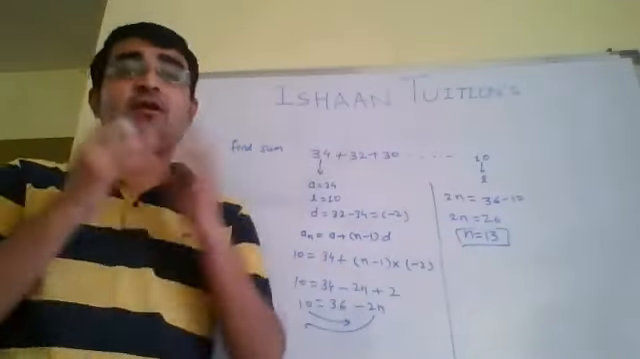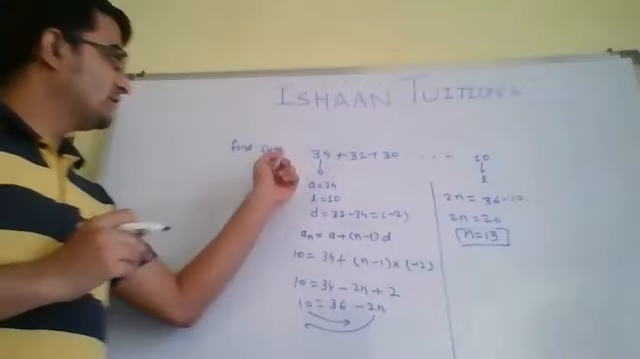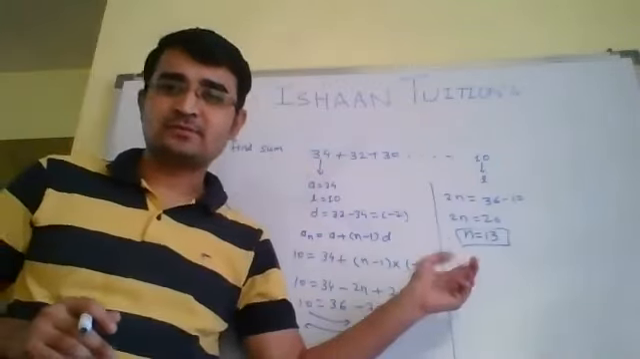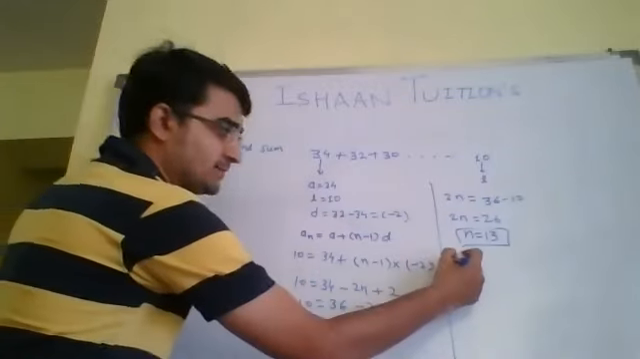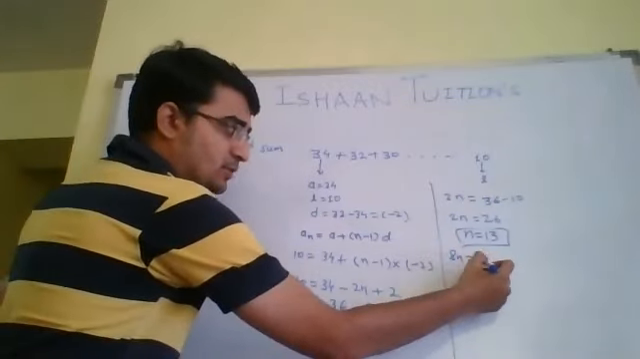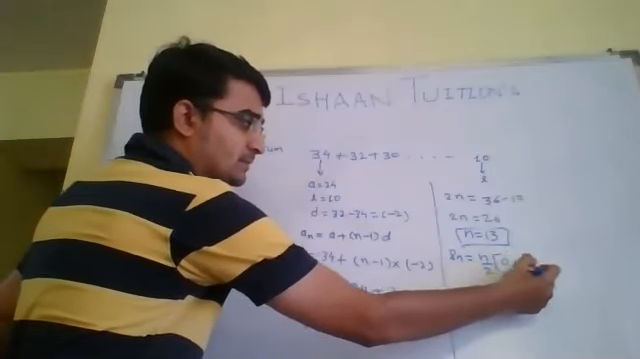Which formula do we need to use now? We have the first term, we have the last term, and we have the number of terms. So we can use the second formula. Sn is equal to n by 2, a plus l.